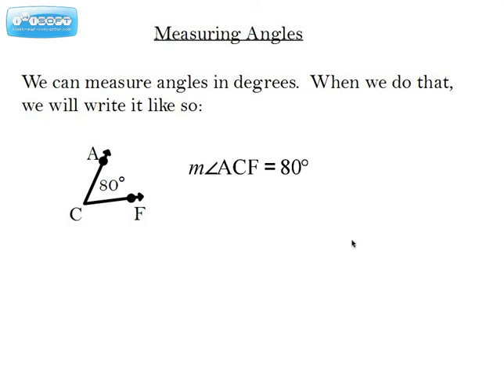We can measure angles with degrees. When we do it, we're going to write it like this. This is shorthand for the measure of angle ACF, which is equal to 80. Again, I know that this angle measure is 80 because it says 80 degrees inside of here. And again, we read this as the measure of angle ACF.